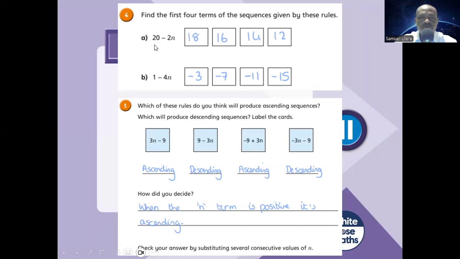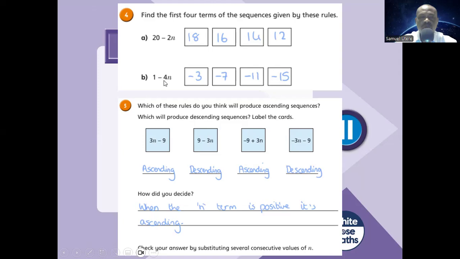So here we have 20 minus 2n, right? So 20 minus 2n means to get the first term, we'll do 20 minus 2 times 1. And that will be 20 minus 2. Then 20 minus 2 times 2. So to get this one, that will be 20 minus 4. Okay, so on and so forth.